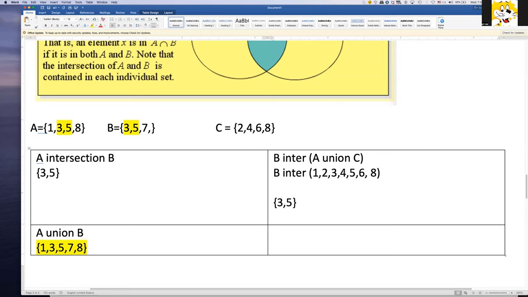Once we have that result, we can then say B intersection all these numbers, and B has 3, 5, and 7. What is common to B and to what's inside the parentheses? The only values that are common are 3 and 5, because we have 3 and 5 here for B, and we have 3 and 5 here for the ending result.